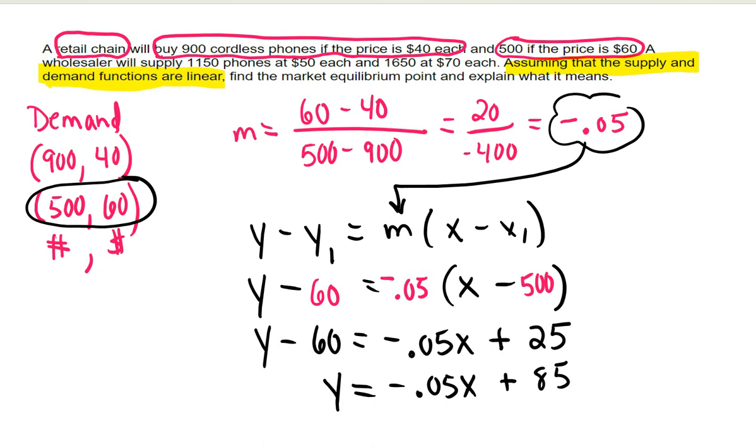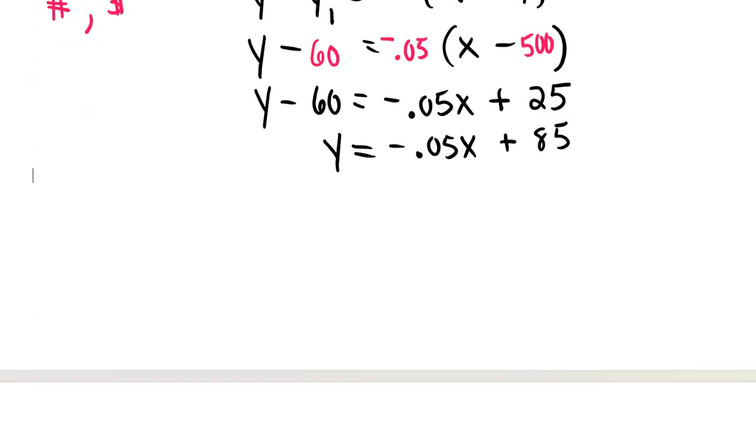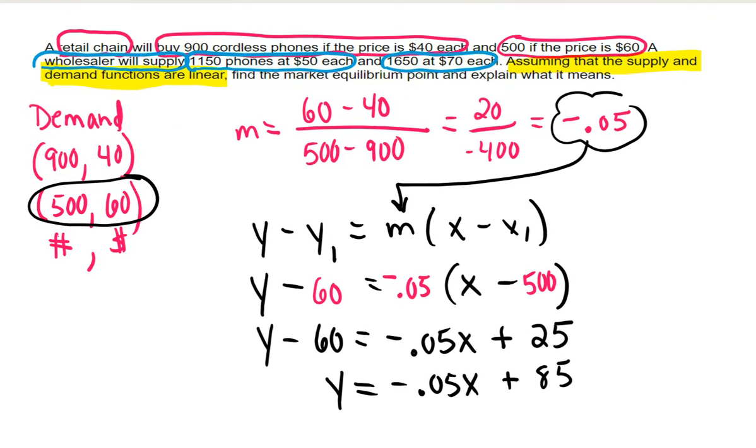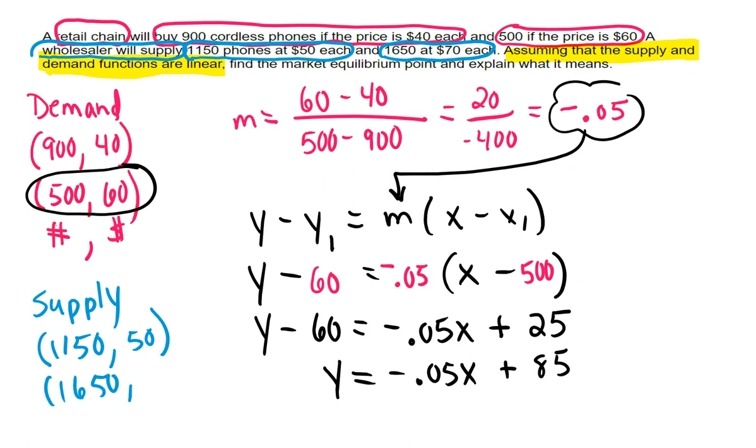Now a different color. Then it goes on to say a wholesaler will supply 150 phones at $50 each, and this many at $70 each. So I need to scroll down. Okay, well, let me jot those down while I can see them. So the blue one, my 2 ordered pairs in blue, and blue will be my supply information, and that is 1150 at $50 a piece and 1650 at $70 a piece.